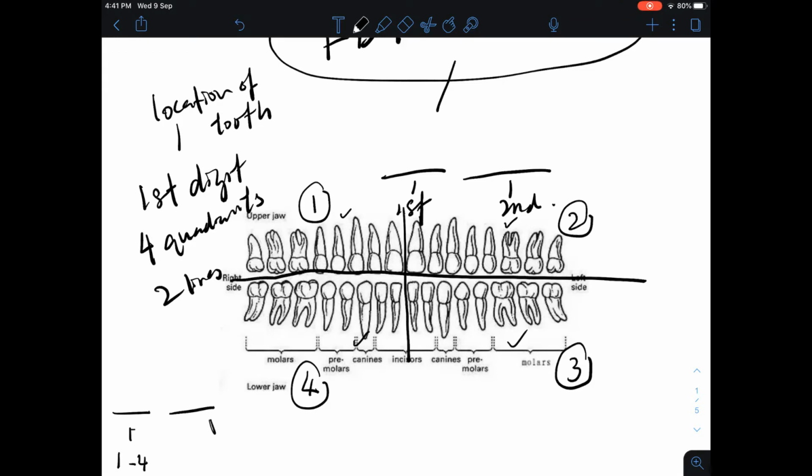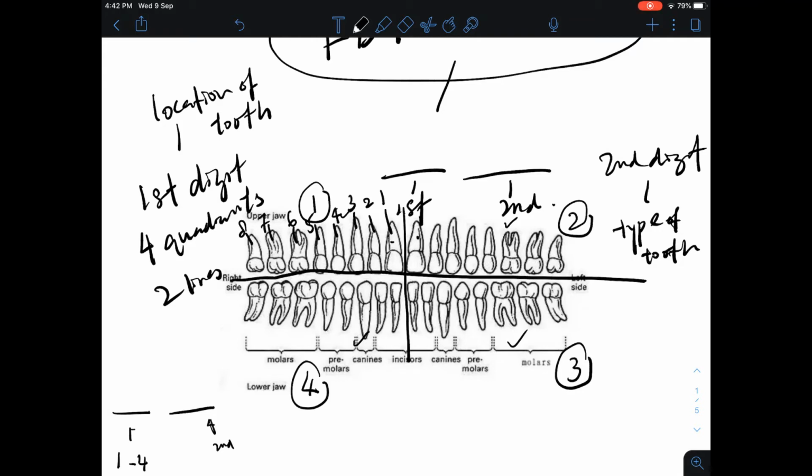Next, for the second digit. The second digit represents the type of tooth. So for the central incisors, they are given 1, lateral incisors 2, canine 3, first premolar 4, second premolar 5, first molar 6, second molar 7, and third molar 8. So the second digit is either 1 to 8.